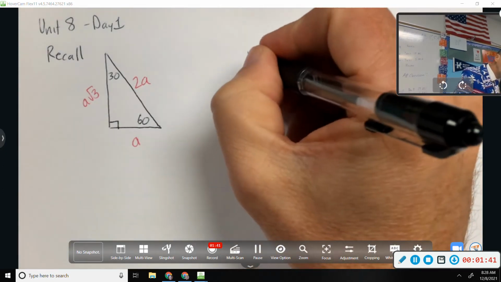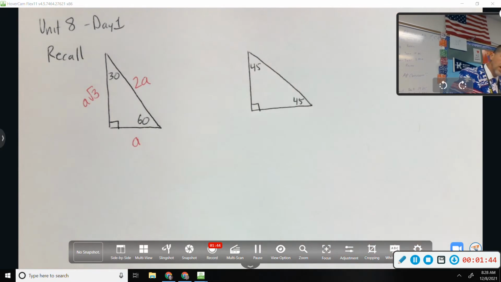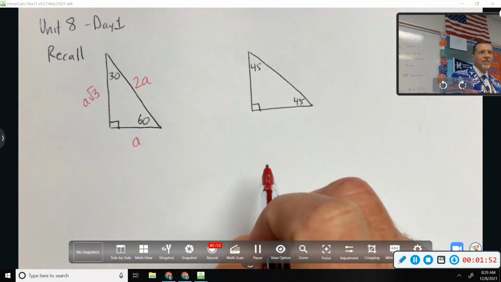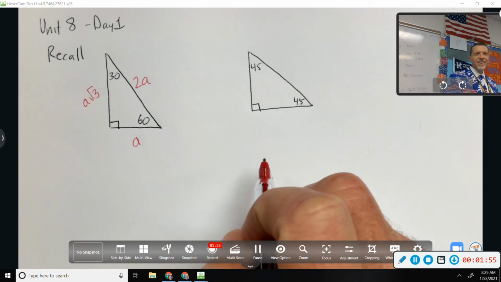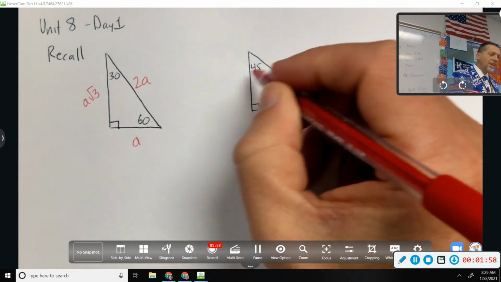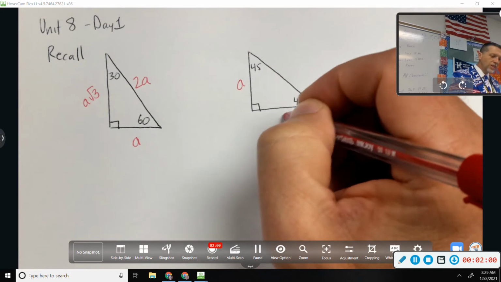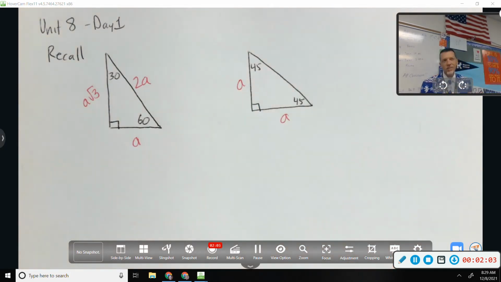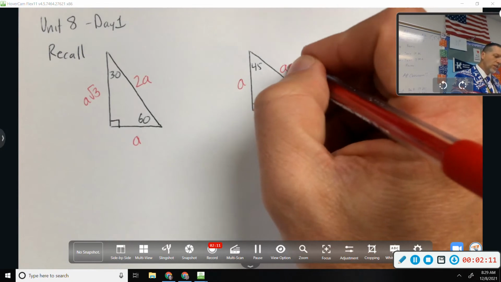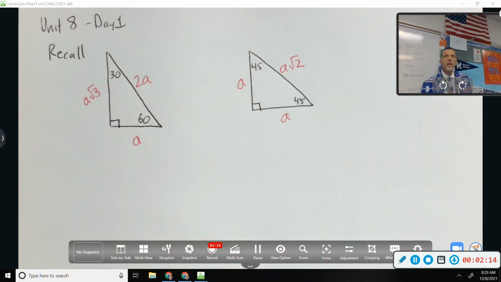And then the other one is a 45, 45, 90. The other special right triangle. Do you remember the pattern on that one? Nothing. Clearly those have got to be the same since they're both across from 45. So those are A's. And then what's the hypotenuse? Almost. A square root of 2. So those two triangle patterns sort of form the basis for the unit circle.